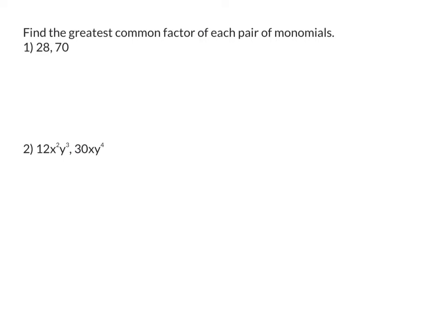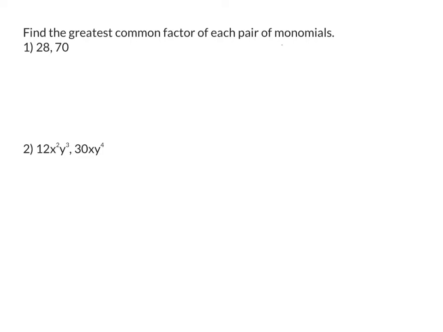Hello. In this video we're going to be finding the greatest common factor for each of these pairs of numbers or monomials. So what we're looking at here in number 1 is 28 and 70. And so what I'm going to do is find the prime factors of each number.